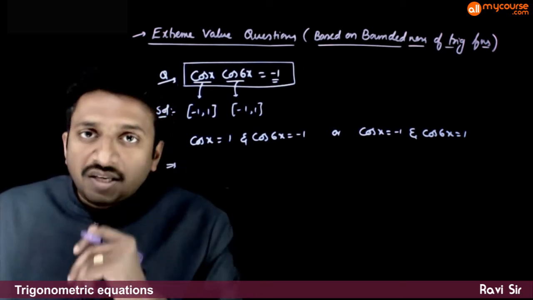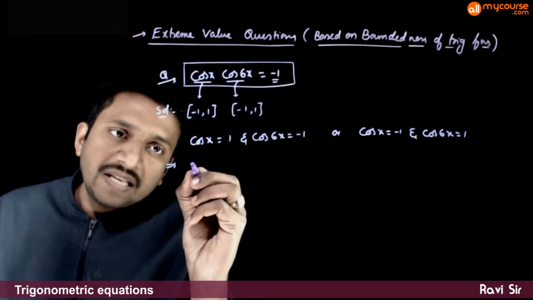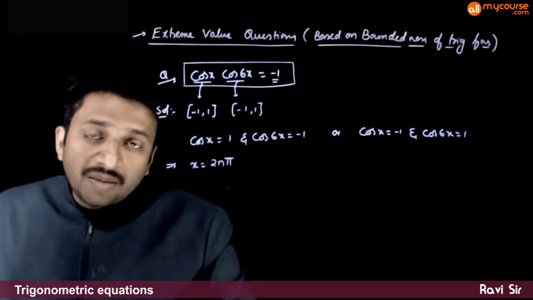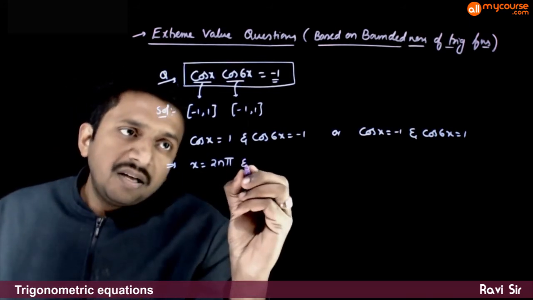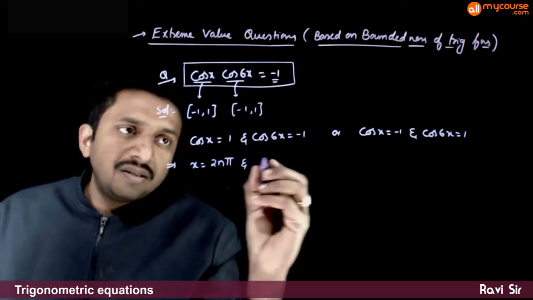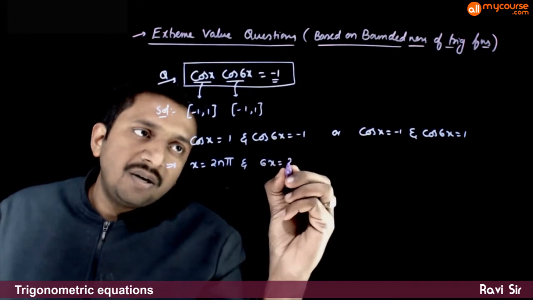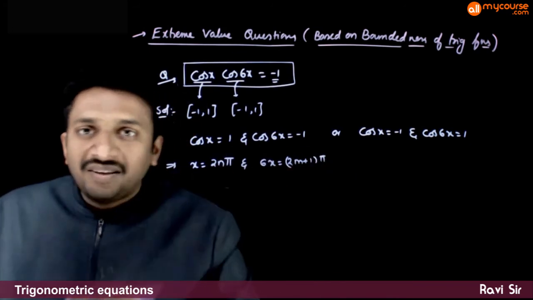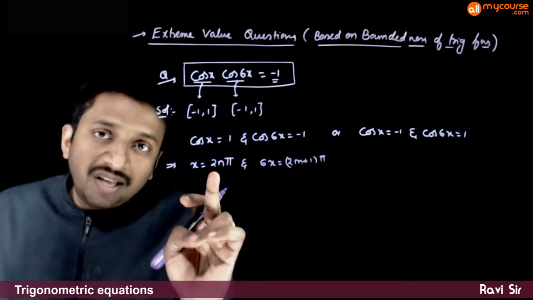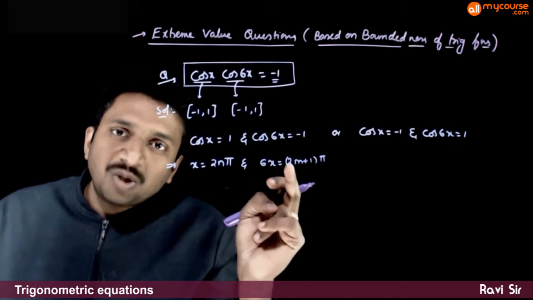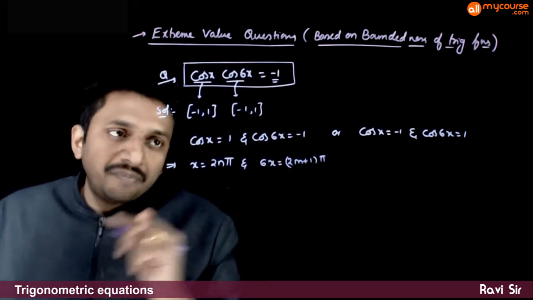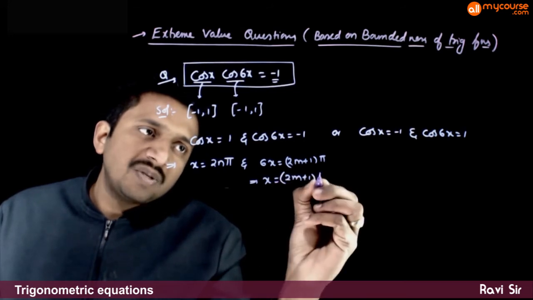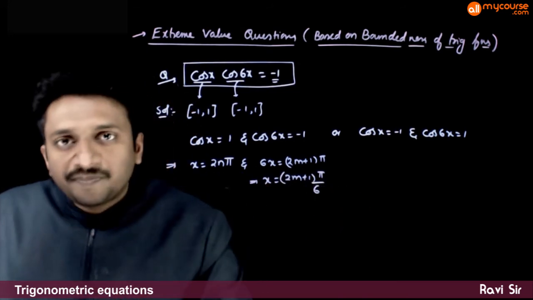So let us see the first case. Cos x is equal to 1 implies x is equal to 2m pi, right? Something which you have derived already. And cos 6x is equal to minus 1. This implies 6x is equal to 2m plus 1 times pi. So x has to be equal to an even multiple of pi and 6x has to be equal to an odd multiple of pi. This implies x has to be equal to 2m plus 1 times pi by 6.